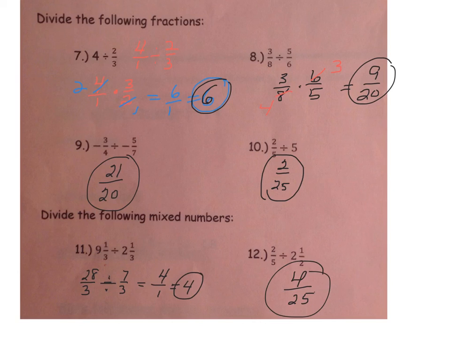Okay, hopefully you got my answers. I would like to add one more idea here. I want to make sure you understand something. Say you have 9 1/3 divided by 2 1/3. I'll just rewrite this. When you change that to improper, what you're really doing is you're understanding that 9 1/3 is 9 plus 1/3.